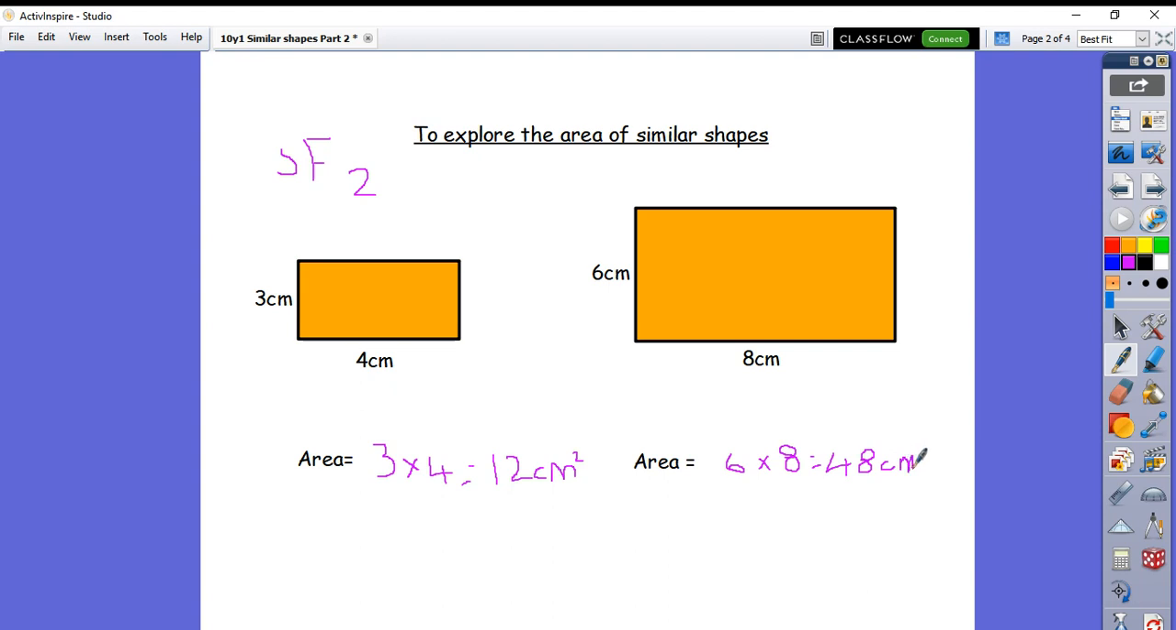Okay, so what I want to draw your attention to here is having a look at the 12 centimetres squared here to the 48 centimetres squared there. So what do we notice? What is the relationship there? So you may have noticed that we could multiply the 12 by 4 to get to 48. But how does that relate to the original scale factor of 2? Well, we could say that we're multiplying by the original scale factor of 2 squared, because that would be the same as 4.